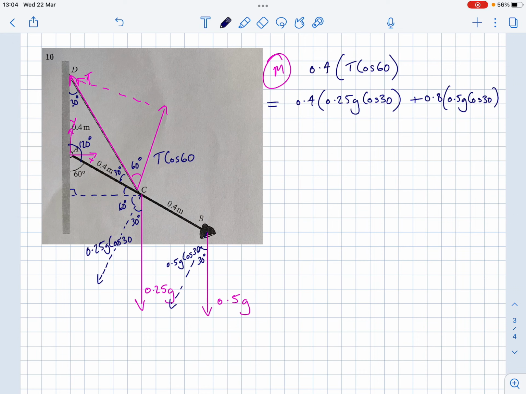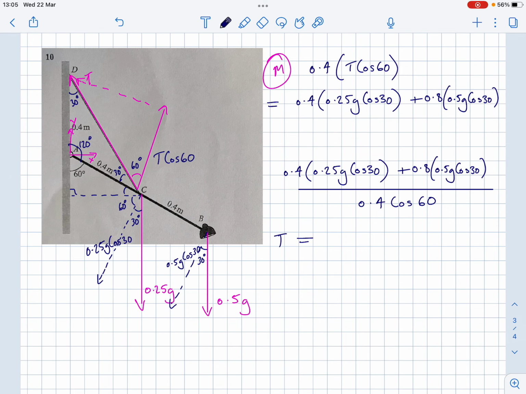It's a fairly easy rearrangement because there's only one unknown there. So if I copy all of this, I can divide by 0.4 cosine 60, and that's going to give me my value of T. Put that in the calculator, and we get a value of 21.2 newtons.